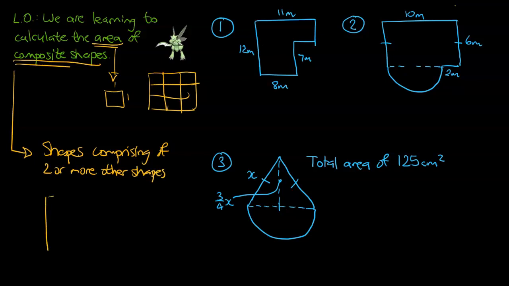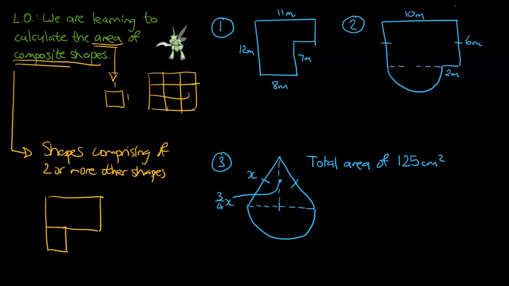The most common composite shape you're going to come across is like these L-shaped ones that I've drawn here. And you can chop that a couple of directions. If you chop it down like this, you can see you've got quite a long rectangle with a bit of a square. And you can also chop it the other way where you've got a bigger rectangle up the top and a smaller rectangle down the bottom. That's a composite shape. We can see it comprises of 2 or more other shapes.